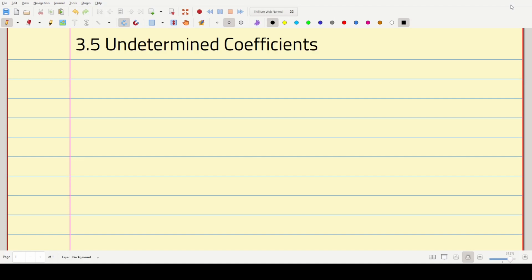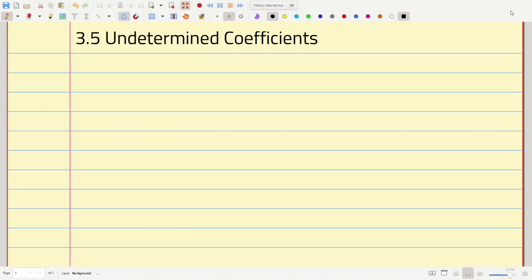Okay, so the plan for today is to talk about undetermined coefficients. All right. So sections 3.5 and 3.6 concern two different methods for solving non-homogeneous differential equations. So if we have a second order linear equation that looks like so, up until this point, we have looked at versions of this equation that have a zero right-hand side. All right, we are now going to be looking at equations where g is some non-zero function.